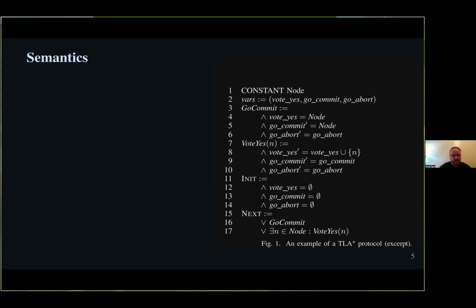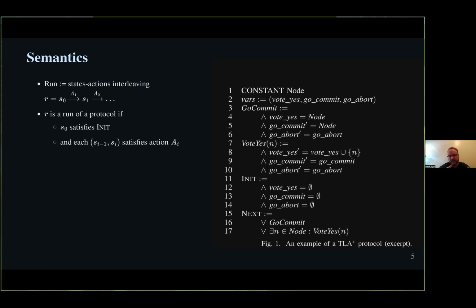So now we can talk a little bit about the semantics of these protocols. We can do that by talking about runs. A run is just an interleaving of states and actions. And R is a run of a protocol if S0 satisfies the initial state predicate and if adjacent states in that run satisfy the action between them. And for the duration of this talk, we're going to use this kind of triple to denote states of the protocol in all of the examples that we're giving. And I'll put reminders about this when we use it.